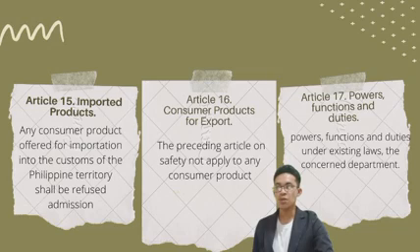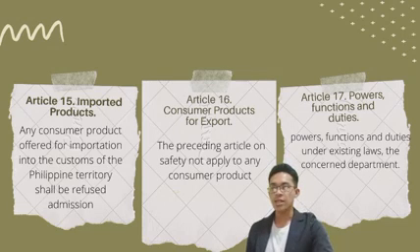Article 16, the consumer products for export. The preceding article on safety does not apply to any consumer product if it can be shown that such product is manufactured, sold, or held for sale for export from the Philippines, or that such product was imported for export, unless such consumer product is in fact distributed in commerce for use in the Philippines, and such consumer product or the packaging thereof bears a stamp or labels stating that the consumer product is intended for export and actually exported.